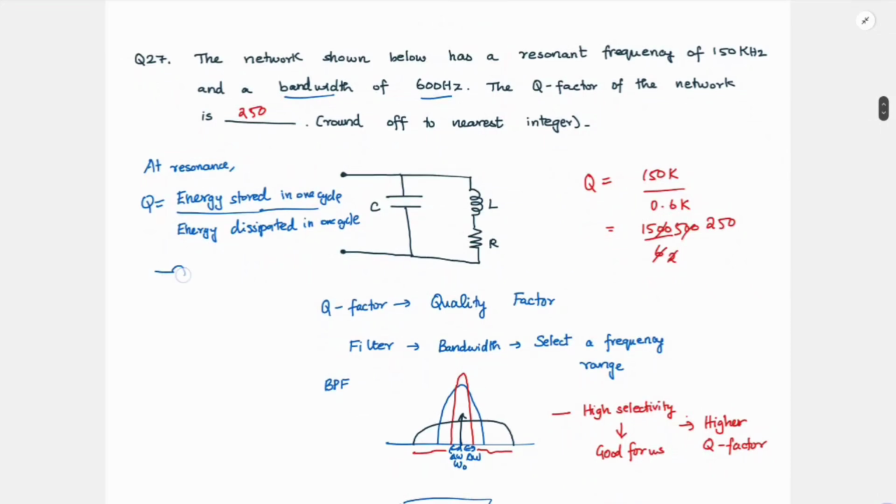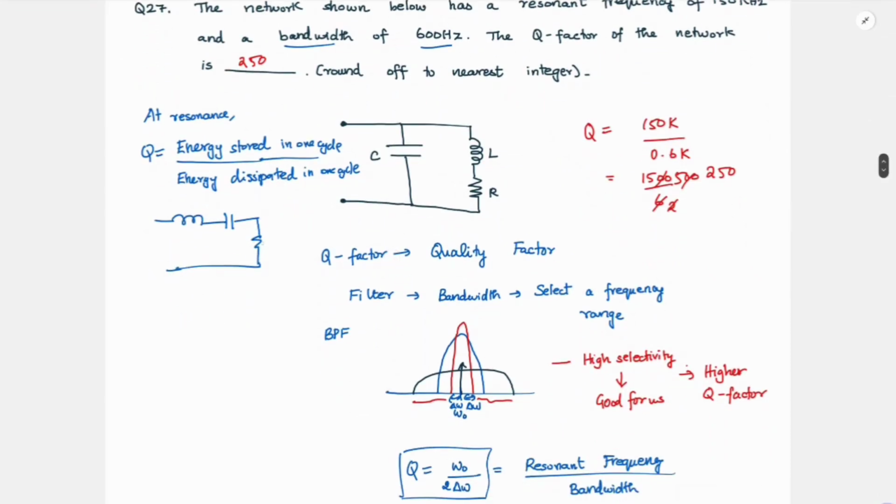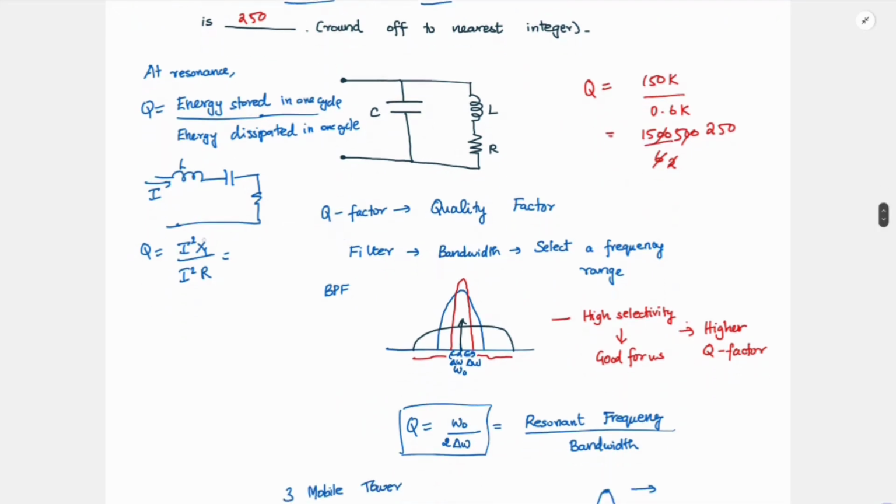So that is why if you have a series RLC, at resonance your I is constant, right? So your Q will be I square XL, let's say that is the energy stored in L, divided by I square R. So this energy stored is across one element only, either L or C. Okay, so it will be XL by R, which will be my omega naught L by R. XL is nothing but j omega naught L, and this is at resonance, so omega we have to substitute as omega naught.